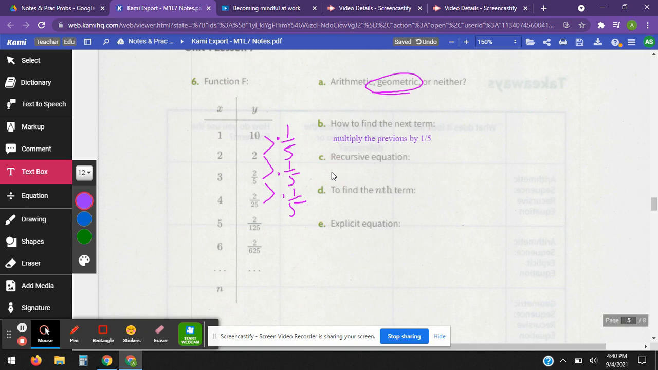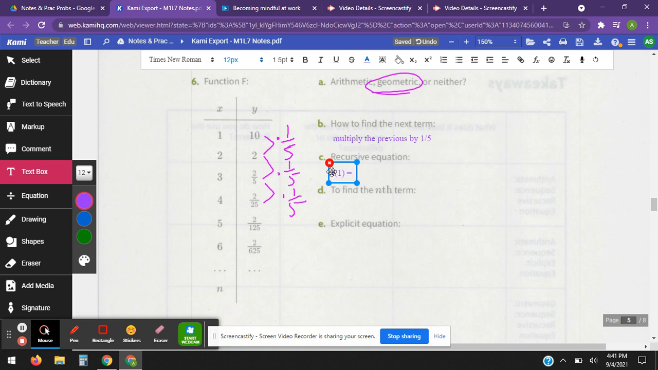A recursive equation is f of 1 equals 10. So our first term is 10 this time. And then to find our next one, we need to do f of n minus 1, the previous, times 1/5. I'm going to put it in parentheses just because, yeah.